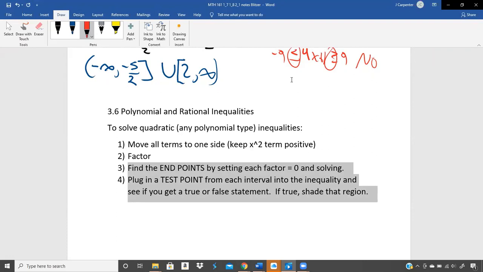Now, if one point in a region works, all points in a region work. That's the nice thing. So if your answer was, say, and I'm keeping this simpler, 0 is less than x is less than 10. So 0 and 10 are the splitting points. So you'll have a window to the left of 0, a window between 0 and 10, and a window to the right of 10. So between 0 and 10, maybe you try out x equals 1. If it works for x equals 1, it works for x equals 2, it works for x equals 3. It works everywhere between 0 and 10.